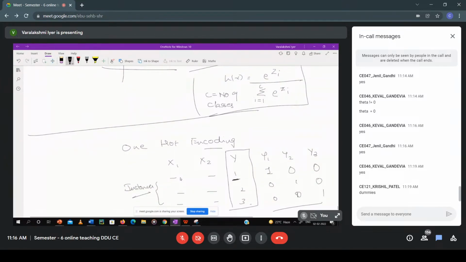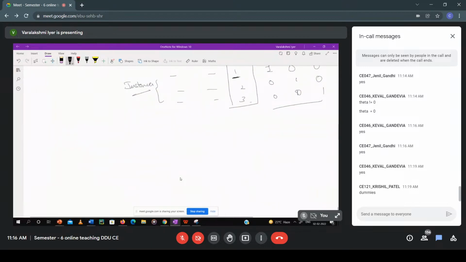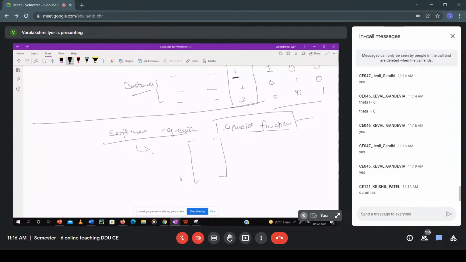Something like this will be created. So similarly, what we'll be trying to do in the case of softmax regression. Instead of applying a sigmoid function, whenever you have a binary classification, you will be applying a sigmoid function. But whenever you have a multi-class classification, you will be applying the softmax regression function. So we'll be getting an output something like this. Your y hat will have 3 outputs.